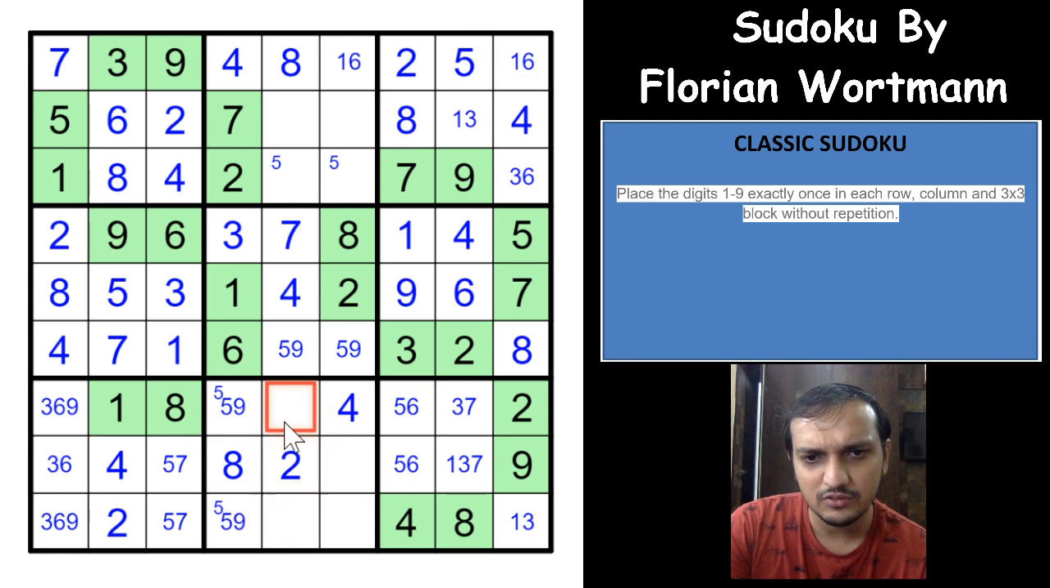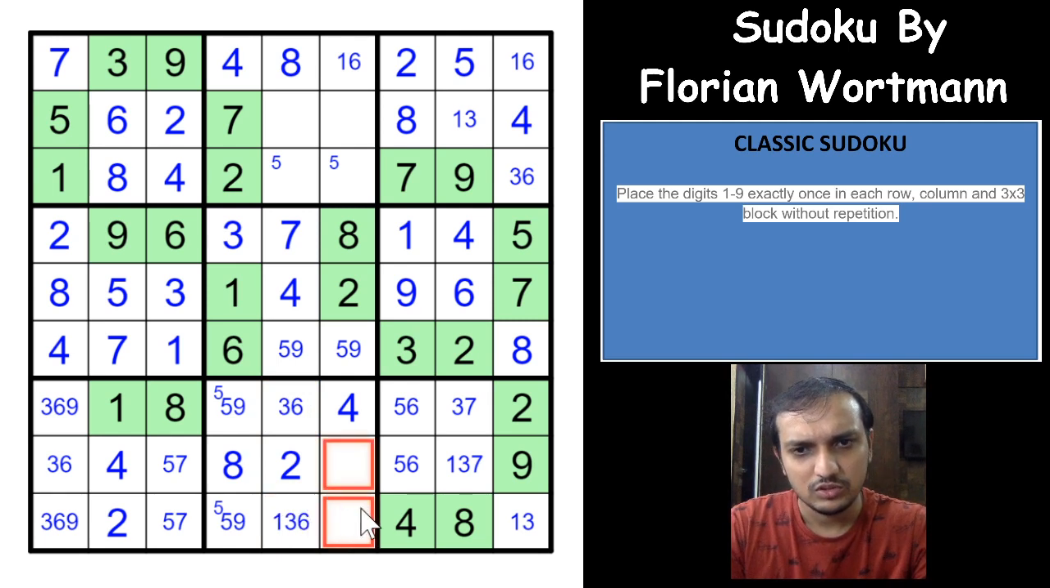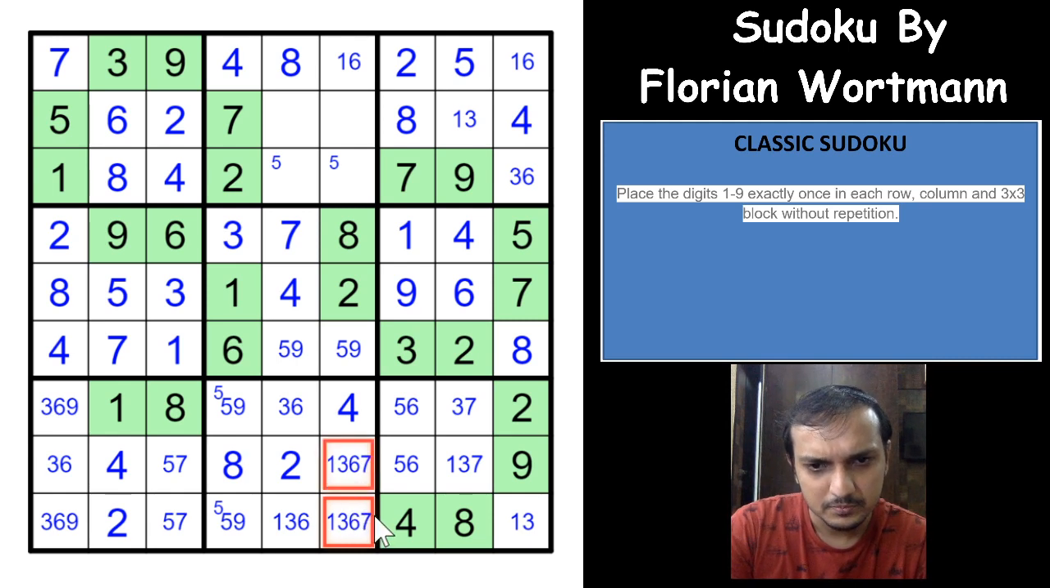7 cannot be here. 1 cannot be here. This would have to be 3, 6. 1, 3, 6 and 1, 3, 6 and 7, right? 7 would have to be in one of these two digits. 1, 3, 5, 6, 7 and 9, but 7 cannot be here.